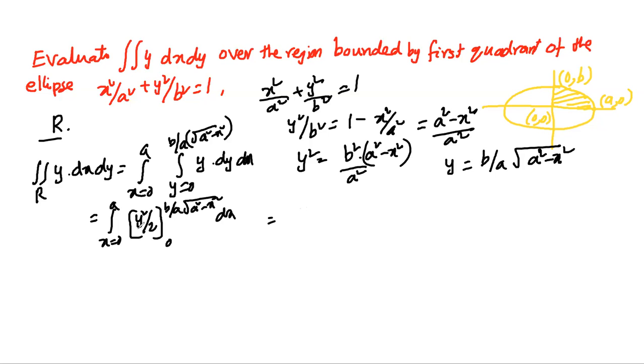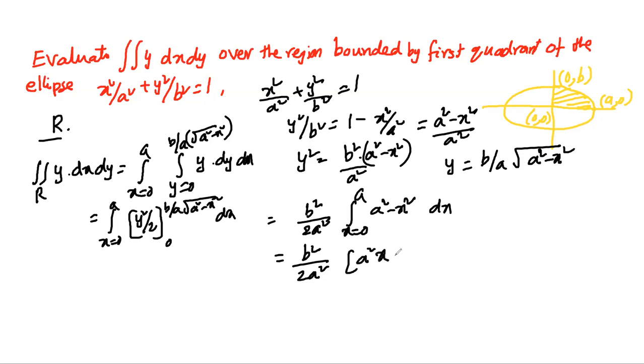So that is equal to, now b square by a square, take it as common. So b square by 2a square will come. If you take it common, integral x from 0 to a, now only a square minus x square remains, into dx. Now again do this integral. B square by 2a square, if you take this, what will happen? A square x minus x cube by 3, from 0 to a.